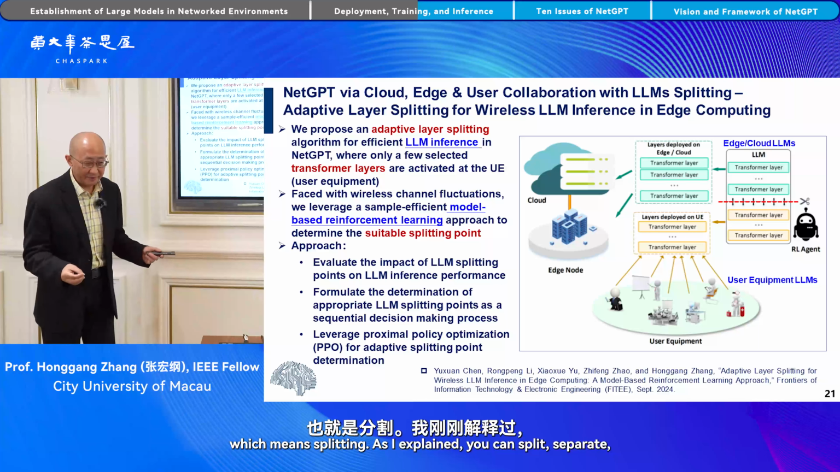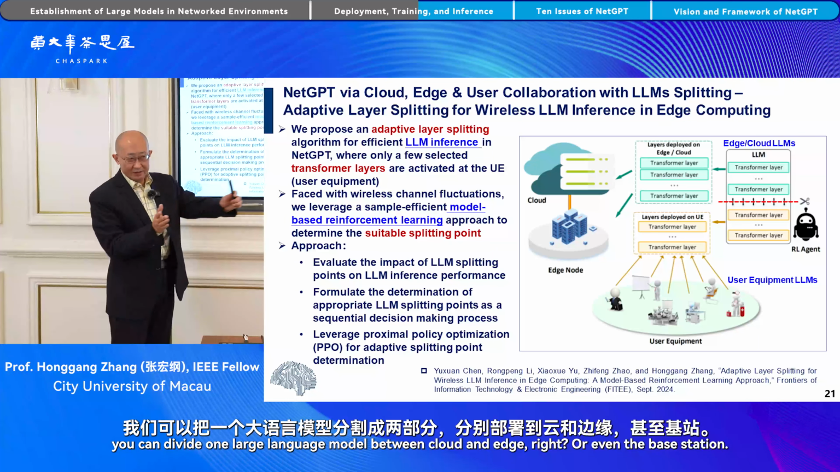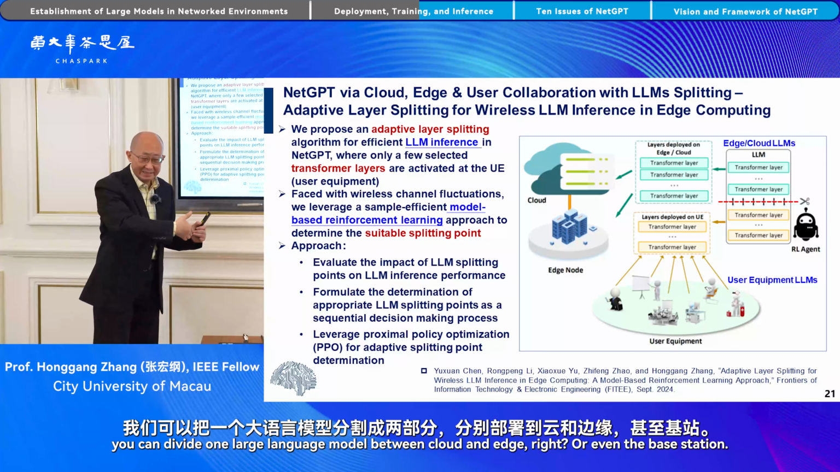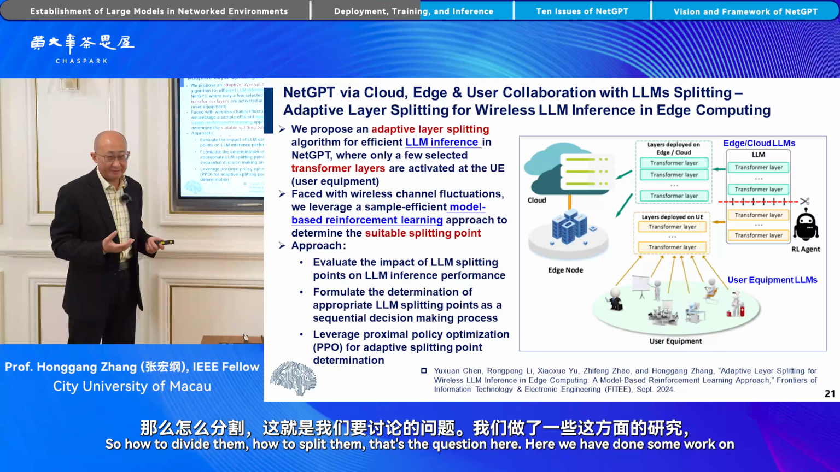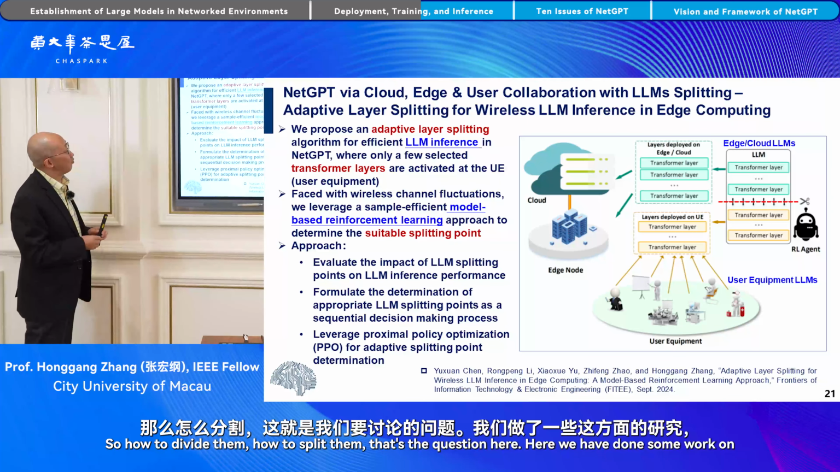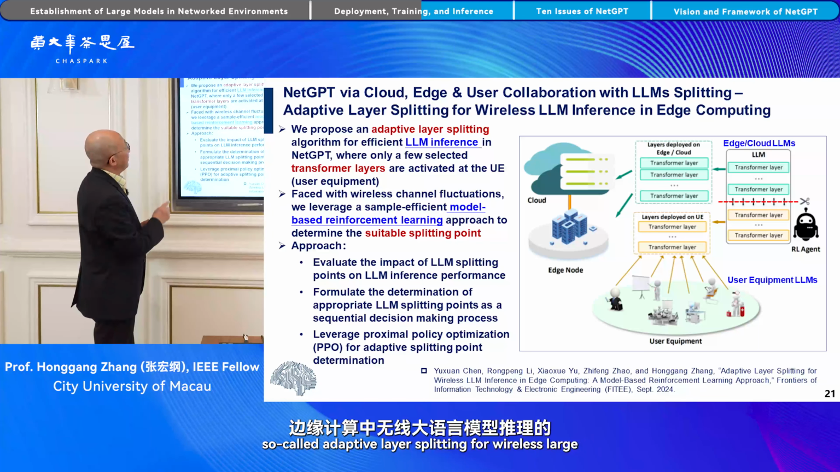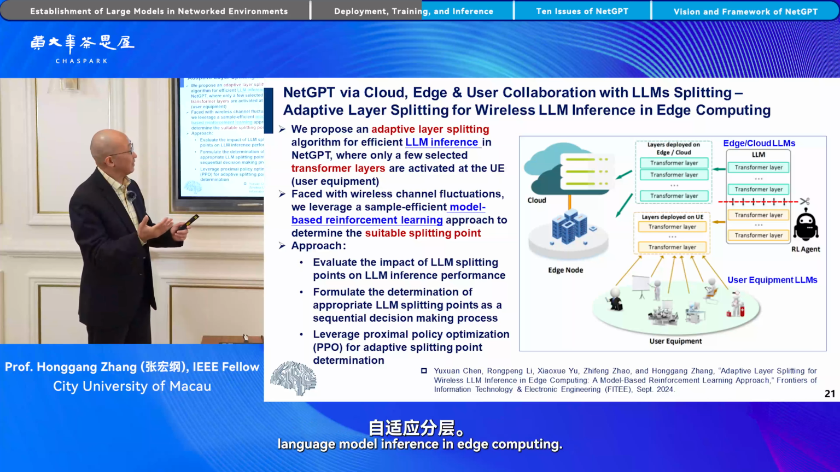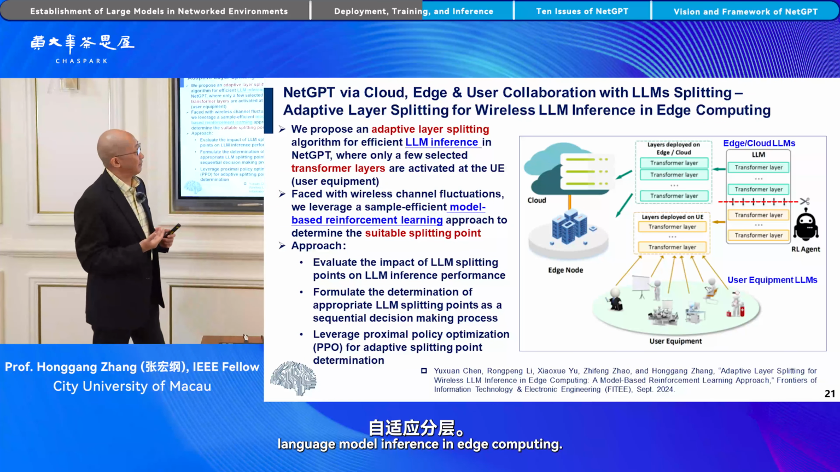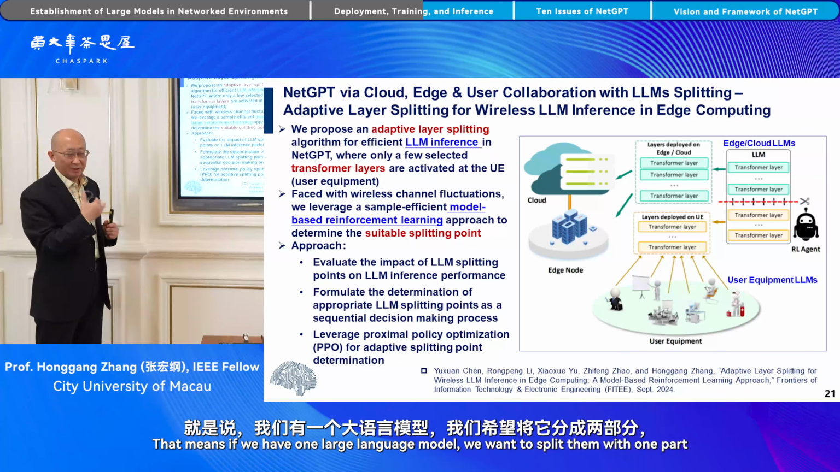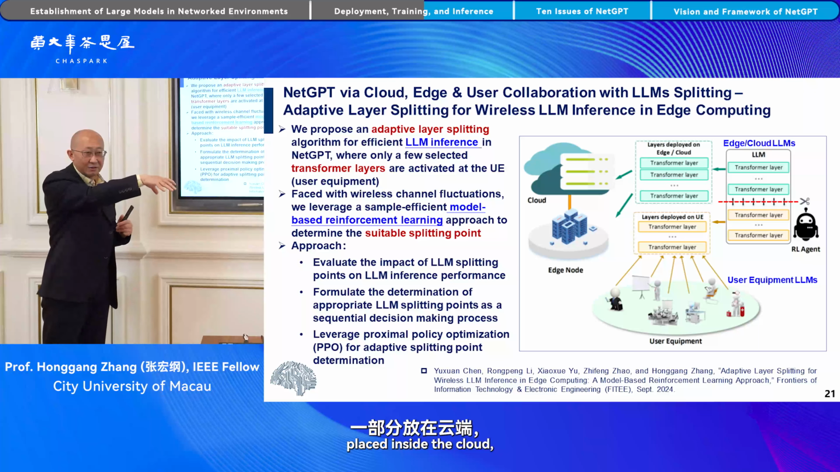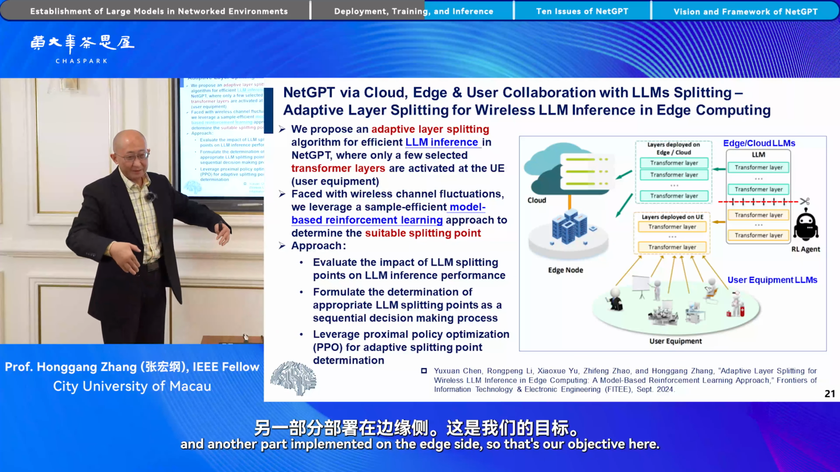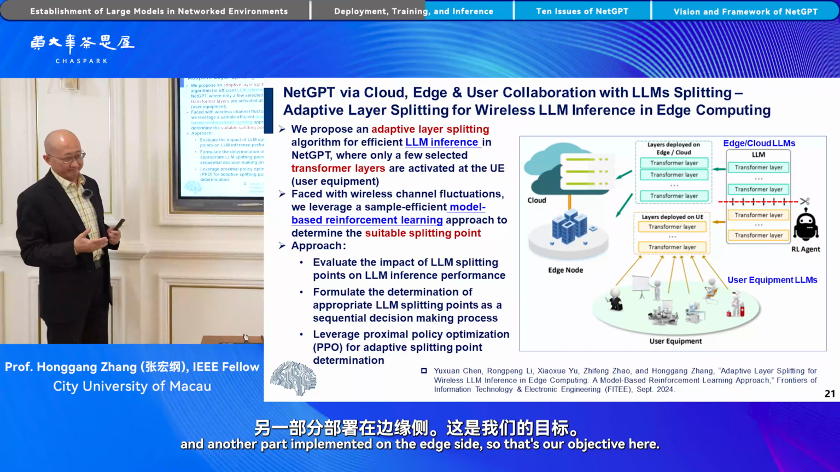Another approach means splitting. As I explained, you can split, separate, or divide one large language model between cloud and edge, right? Or even the base station. So how to divide them, how to split them, that's the question here. Here we have done some work on so-called adaptive layer splitting for wireless large language model inference in edge computing. That means if we have one large language model, we want to split it with one part placed inside the cloud and another part implemented on the edge side. So that's our objective here.